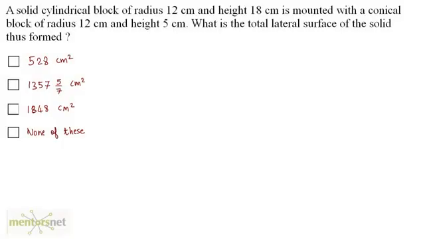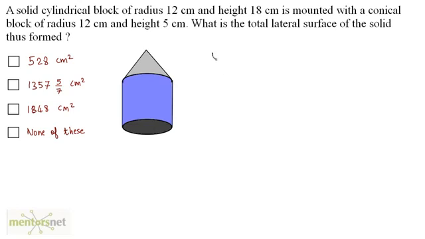A solid cylindrical block of radius 12 centimeter and height 18 centimeter is mounted on a conical block of radius 12 centimeter and height 5 centimeter. What is the total lateral surface of the solid thus formed? So this is the composite shape that is formed, and we have been asked what is the total lateral surface of the solid. That means we have been asked what is the total surface area of this composite solid.